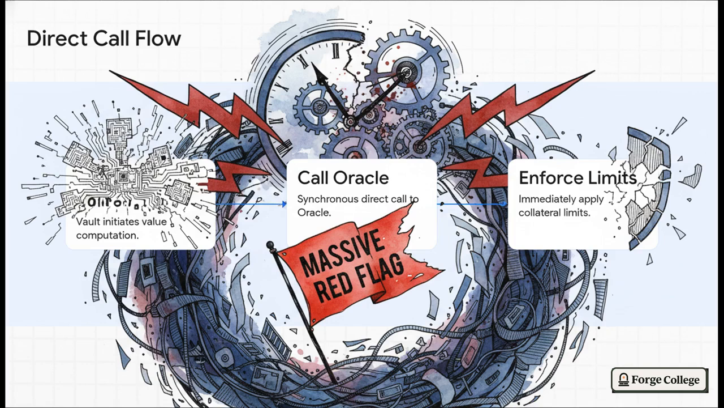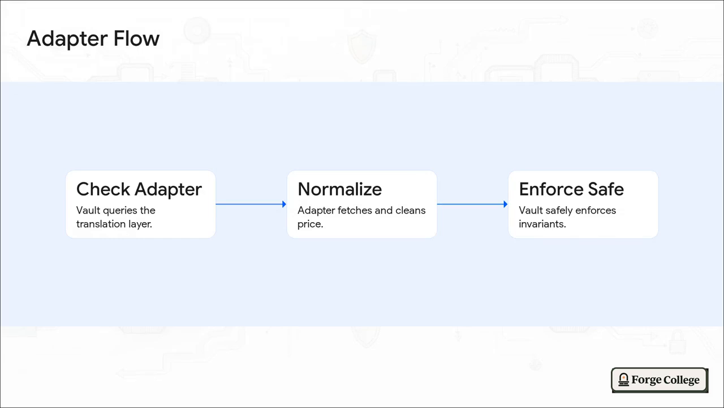Your vault essentially panics and shuts down entirely just because it is way too tightly coupled to the oracle's heartbeat. Now check out this alternative blueprint using an adapter. The whole flow changes. The vault checks the adapter first. The adapter is the one that actually reaches out to the oracle, normalizes the price, and absorbs any hiccups or bad data. The vault then safely gets a perfectly clean number and enforces its invariants. The best part? The vault doesn't even know the oracle just had a total meltdown. The adapter took the punch for us.